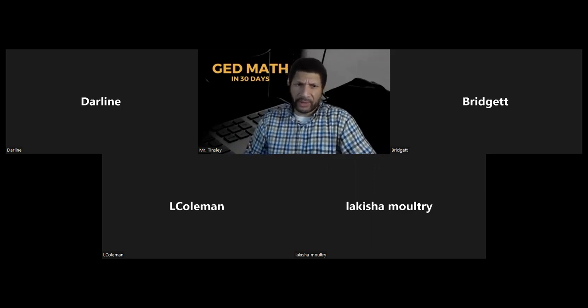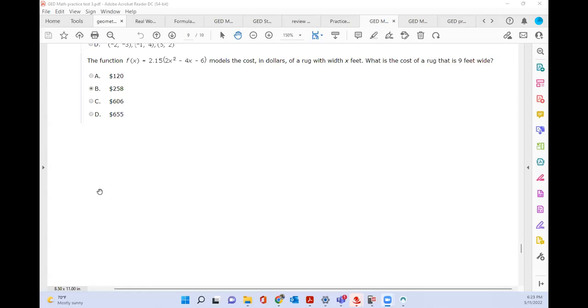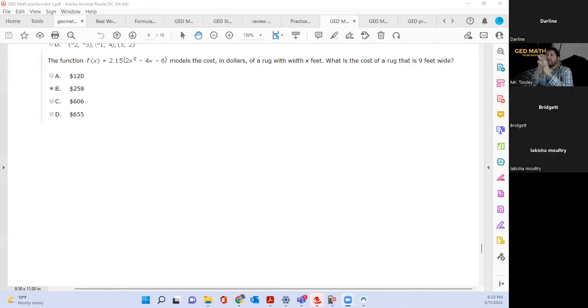All right, let me share my screen again. So there's a problem somebody sent to me. It says the function f of x is equal to 2.15 times the quantity of 2x squared minus 4x minus 6 models the cost in dollars of a rug with x feet. What is the cost of a rug that is 9 feet wide? So it has an answer selected. I'm not sure if that's right or not.